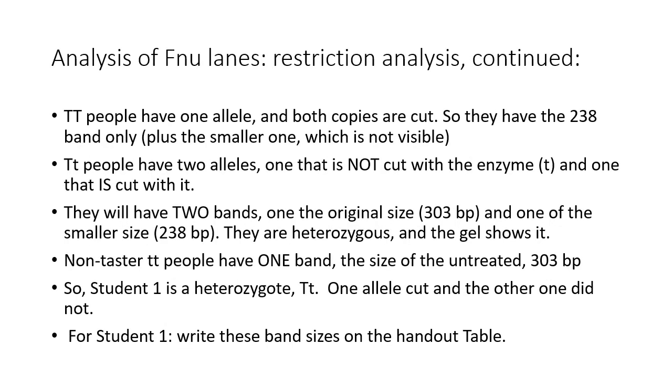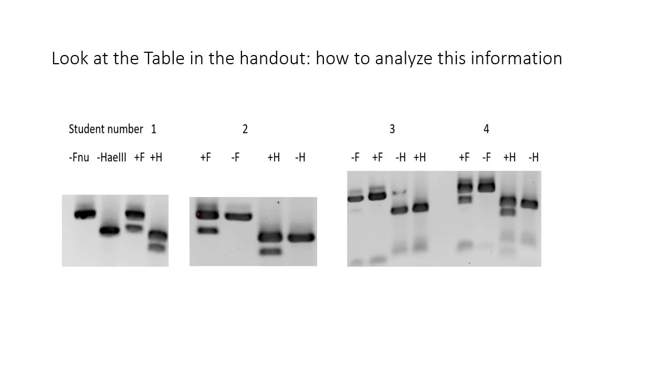All right, so summary here. Student 1 is a heterozygote, big T, little t. One allele cut, the other did not. Write these bands on the handout table. All right, so student 2 is also a heterozygote, and I think I will let you analyze the rest.